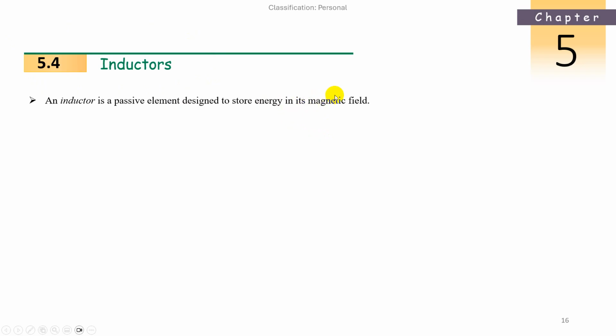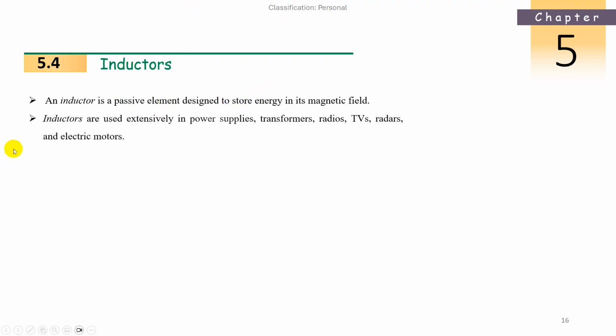It stores energy in a magnetic field, unlike a capacitor, which stores energy in an electric field. Here inductors store energy in a magnetic field. Electric field means what? Charge. Magnetic field means what? Current. Due to the current in a coil, a magnetic field will be generated: Ampere's law, thumb rule.